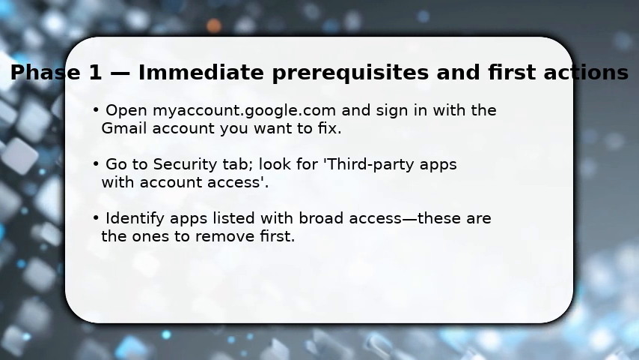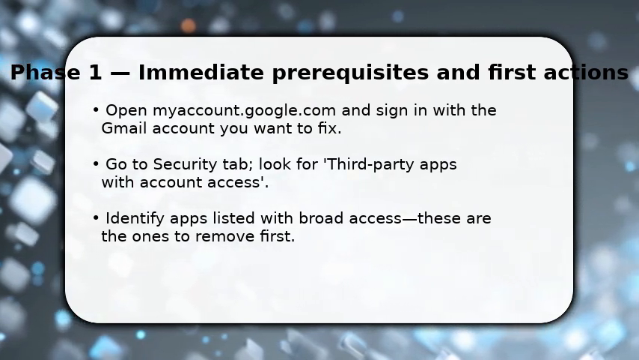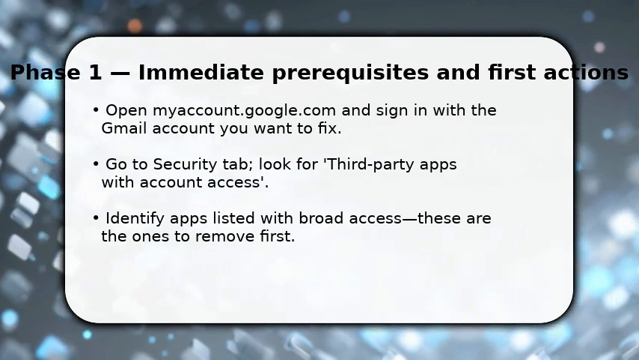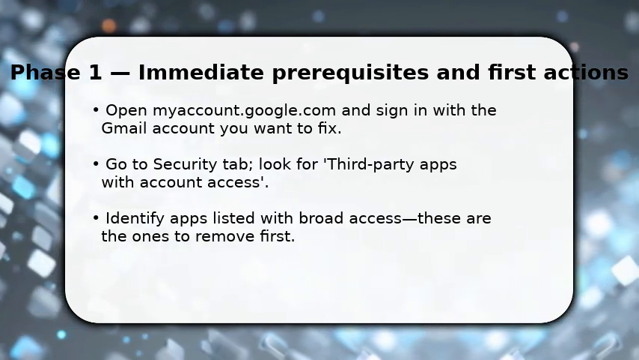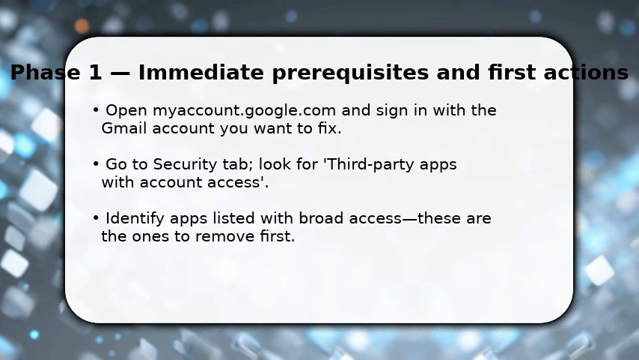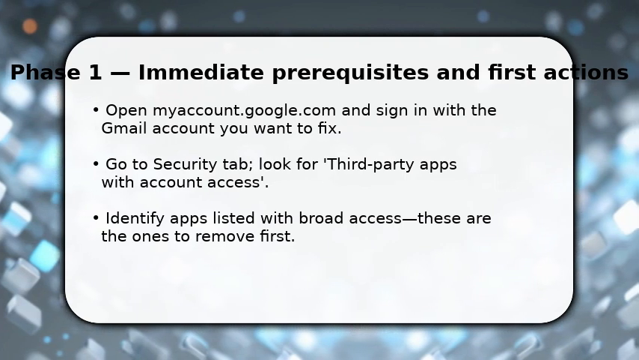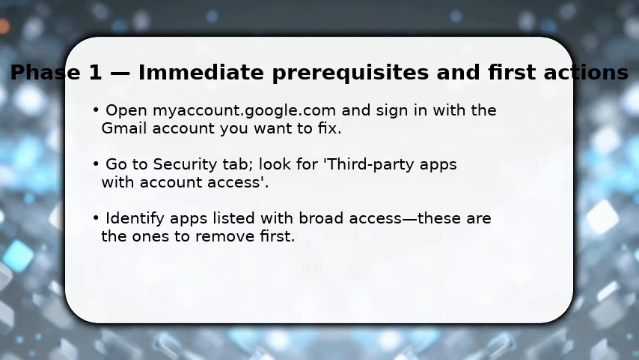You want to scan the list for apps with broad permissions, especially ones you don't recognize. Make sure to pause on each app and read the access description. Doing this prevents accidentally revoking essential tools. Now, select the most suspicious app to begin removal. This is the first actionable step.